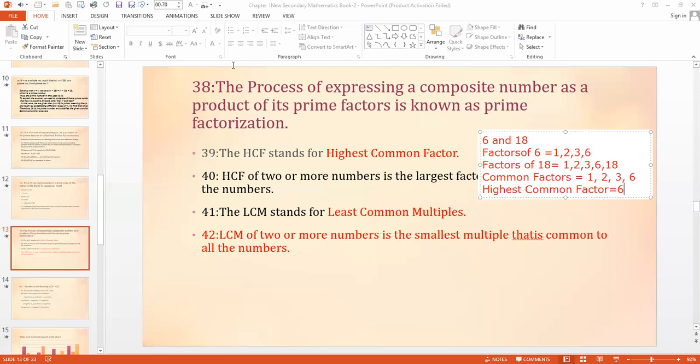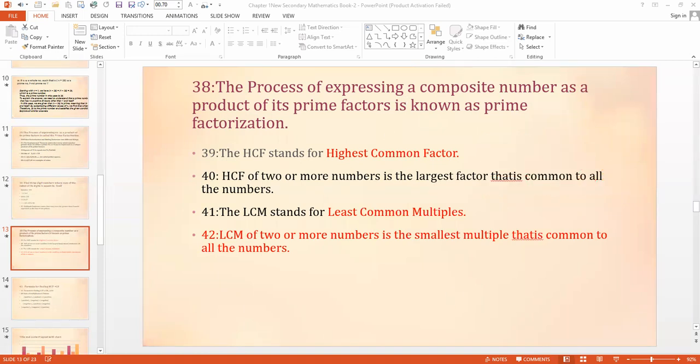LCM stands for least common multiple, and LCM of two or more numbers is the smallest multiple that is common to all these numbers. Okay, smallest. Here we have to take the smallest. Okay, I will give you an example. No problem. Just give me 1 second. I have to write this example for you. I have to take two numbers.